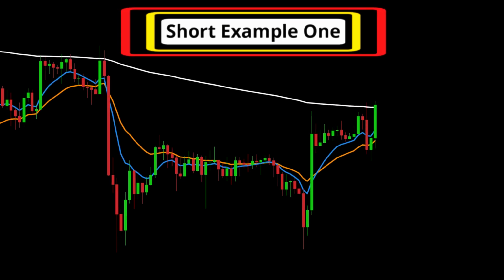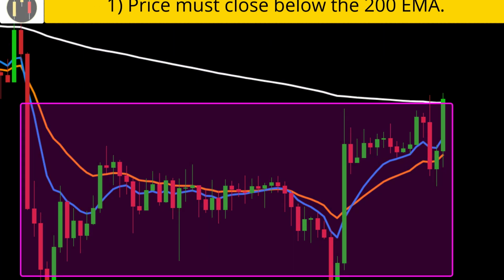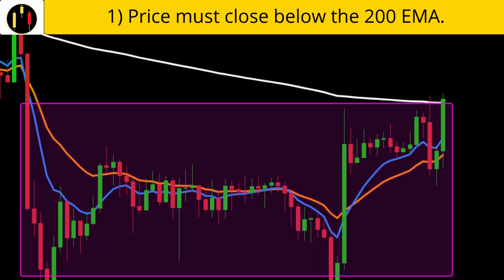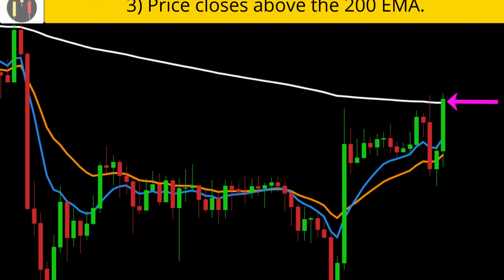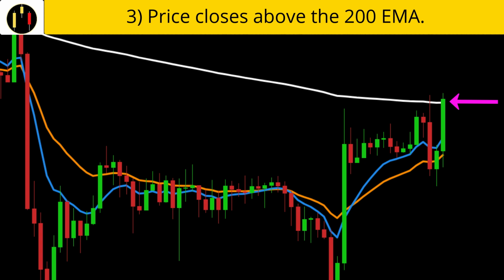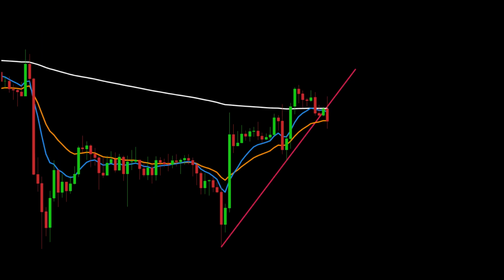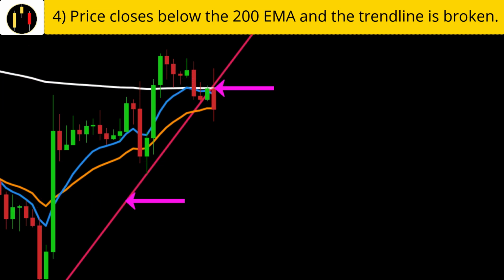This is what I will test for shorts. First, price must close below the 200 EMA in white. Second, the pullback must cause the 20 EMA to be under the 9 EMA. Third, price must close above the 200 EMA during the pullback. Finally, price must close back below the 200 EMA and break the lower trend line of the pullback.